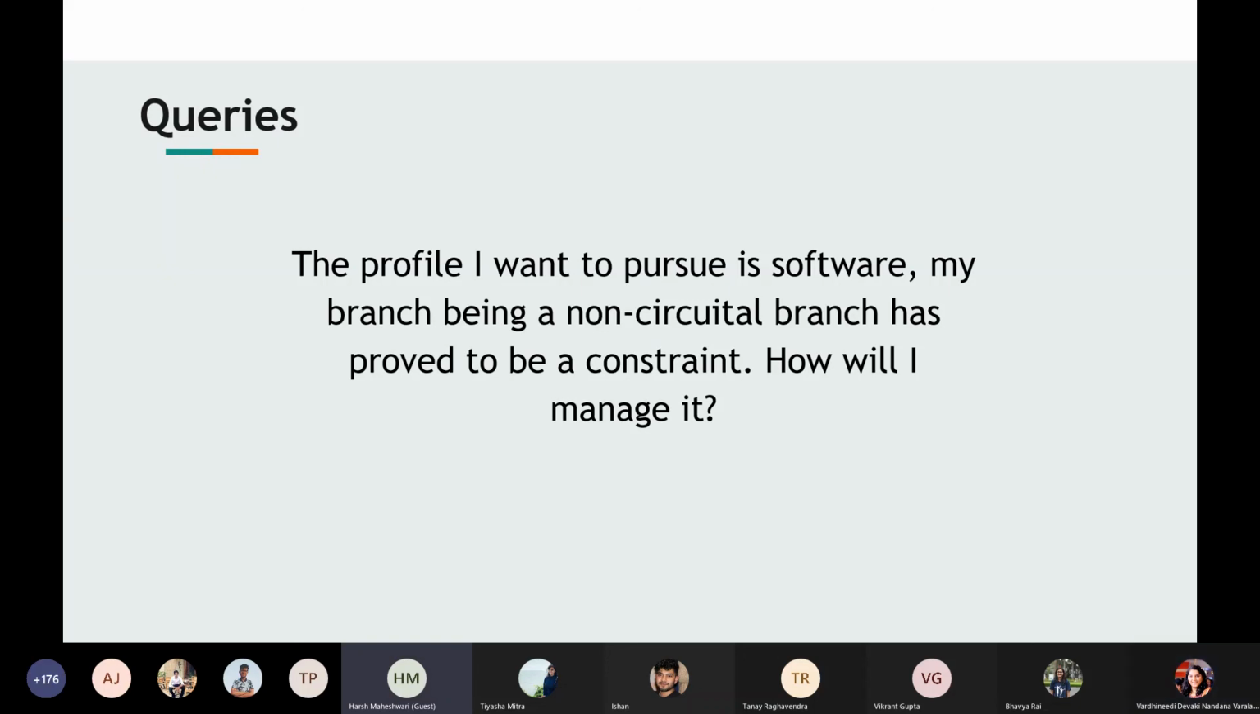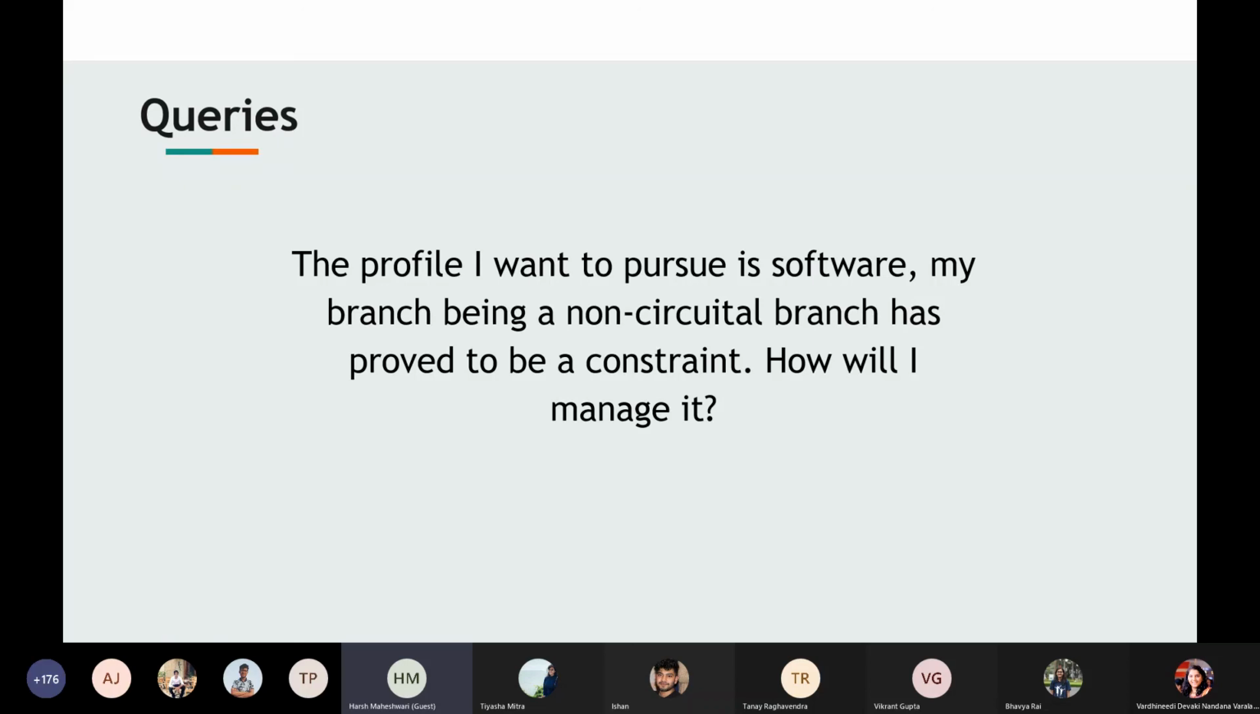Sure. First of all, a disclaimer: I'm not from a non-circuital branch, so I might not share the same feeling here. But I have a lot of friends from non-circuital branches who have been able to get jobs, so I'll share what I have learned from them. Definitely, it's a constraint. For non-circuital branches, it's a little bit difficult to get jobs or get to interviews, and the number of companies opening up for you would be fewer. But I have been at KGP for the past 5 years, and I have seen that a lot of companies which were earlier not opening up for non-circuital branches have now started opening up for them also.